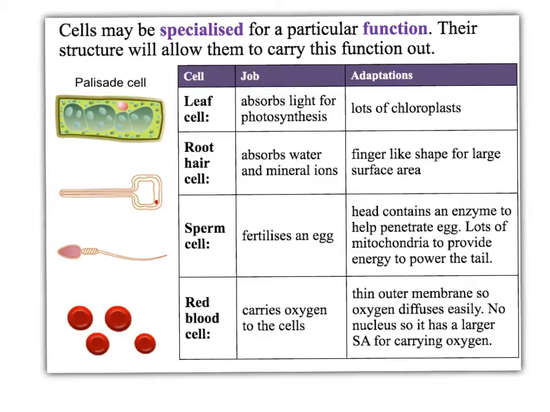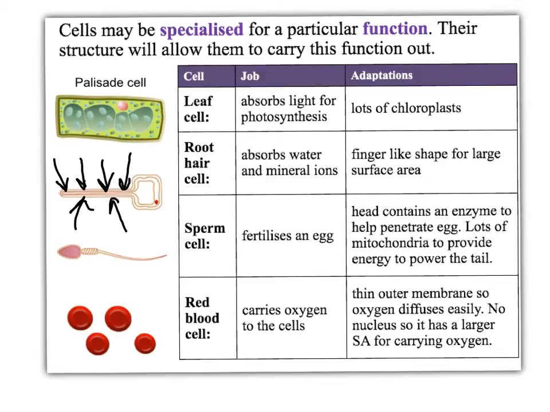You can also see this is a root hair cell, which are basically hairs that project off the root. Now this is similar to a plant cell, except you'll notice there's no chloroplasts because it's underground and it can't trap light, and also it's got this long finger-like projection, which increases the surface area so it can absorb more water and mineral ions from the soil.